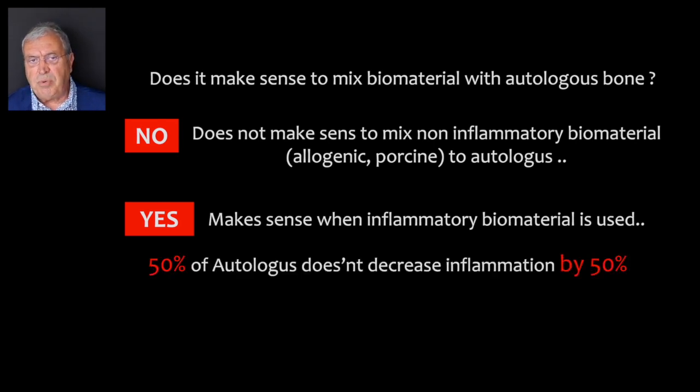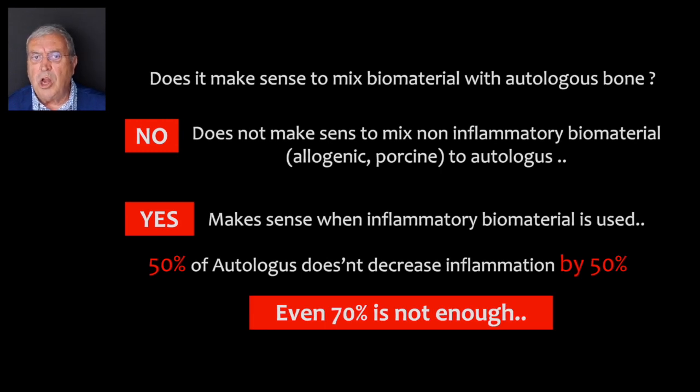But 50% of autologous will not decrease 50% of the inflammation. And this is why they want to increase the ratio, 60-70% of autogenous and 30% of bovine. But it's still not enough. Inflammation is still there. The solution is just to avoid the bovine material.